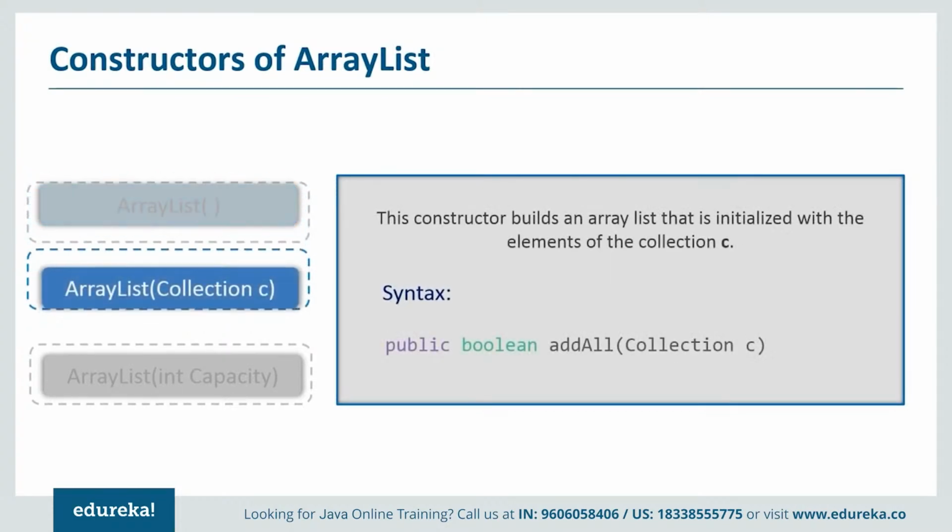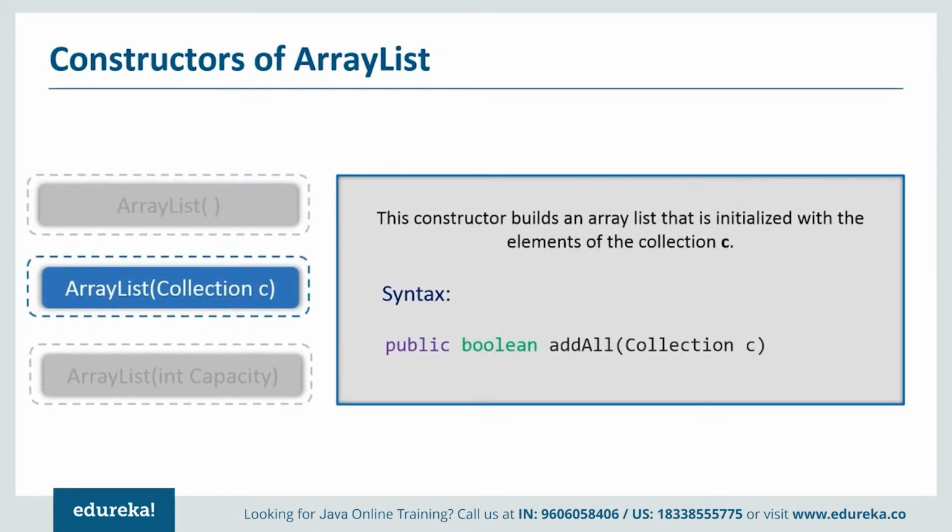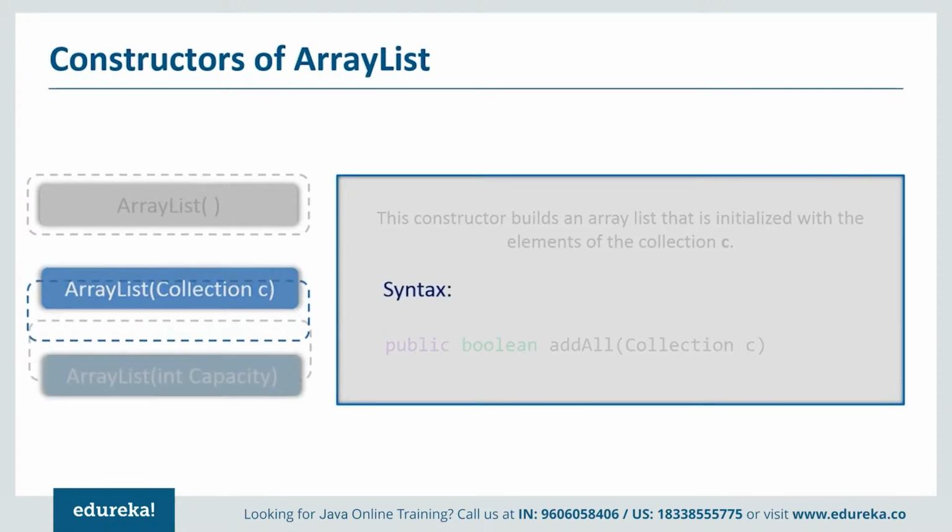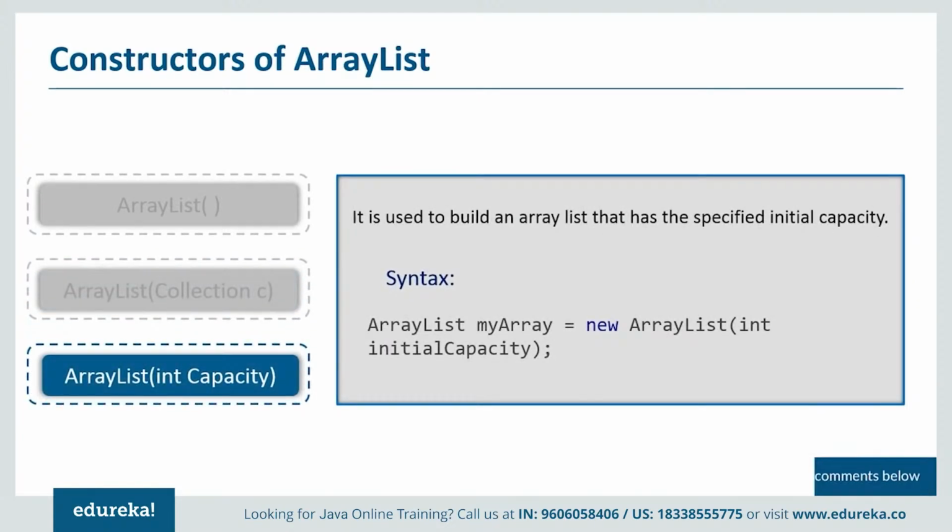Next, ArrayList(Collection c). This constructor is used to add all the elements of the specified collection c to the current array list. That is, you can add all the elements of the specified collection c to the current array list. Next, ArrayList(int capacity). This is used to build an array list that has a specified initial capacity. An initial capacity is the number of cells that the array list starts with. It can expand beyond this capacity if you add more elements.